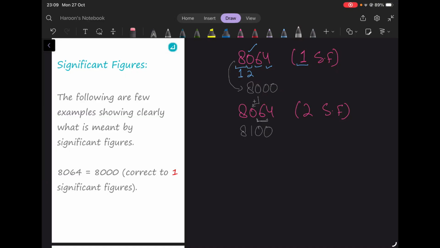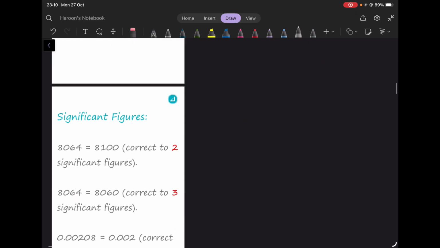If I take the exact same question, let's say 8064, but now the examiner asks me to convert this to 3 significant figures. Now I'll have a look at the next significant figure, which will be the fourth one. This is less than 5, so the previous number remains as is. So 806, and I replace every number after it before the decimal with 0. So this would become 8060. This is it converted to 3 significant figures.